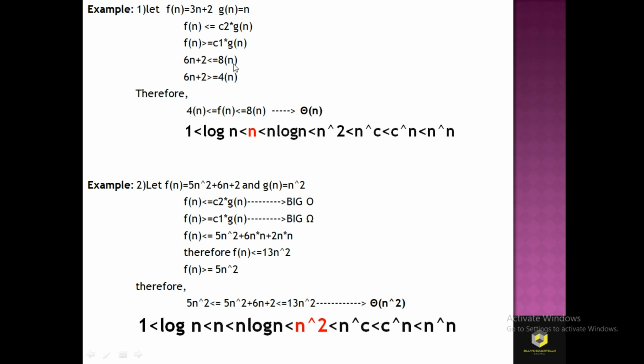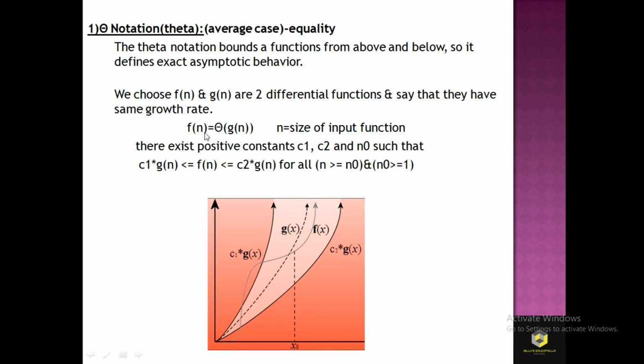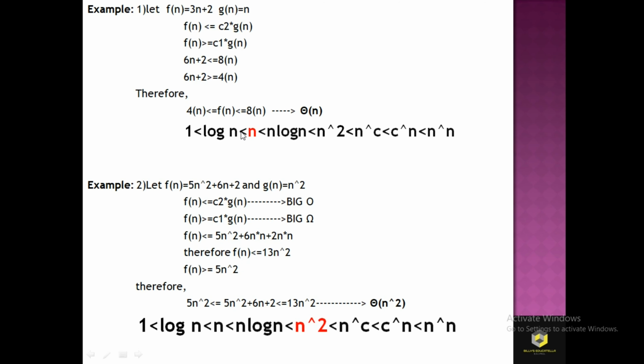So when we take n as 1, 6 plus 2 is 8, which equals 8. When we take 2, then the right side will be greater. Similarly for this one. So here what is the time complexity? It is theta of n, represented by f(n) = theta of g(n). Here the g(n) value is n, so f(n) = theta of n. So the time complexity is theta of n.